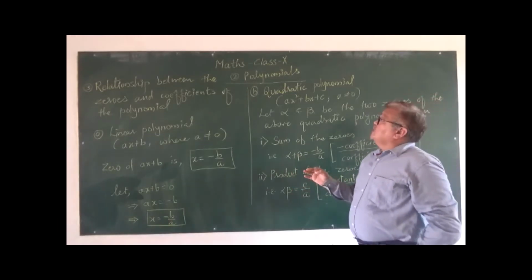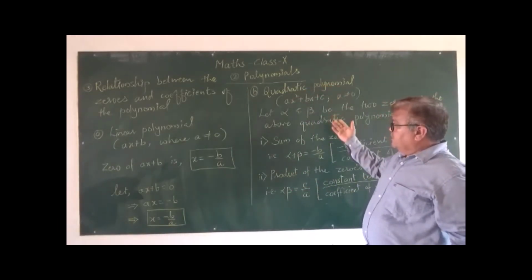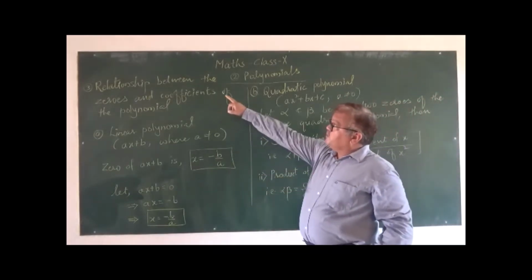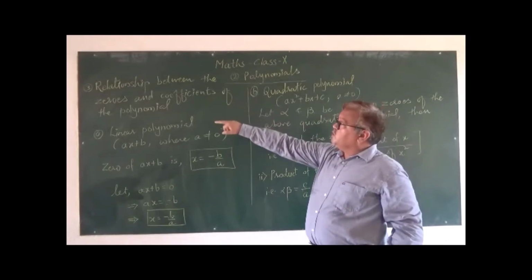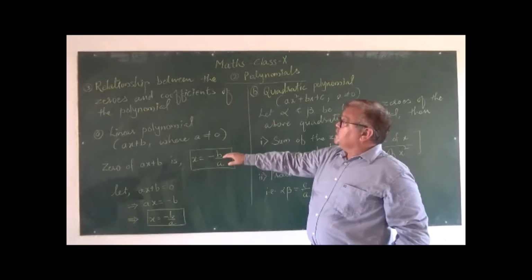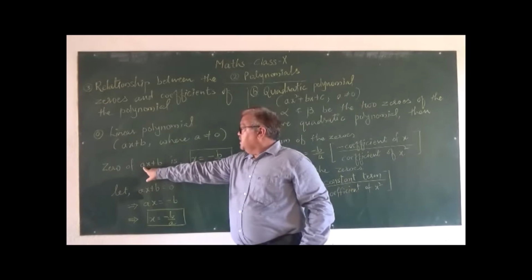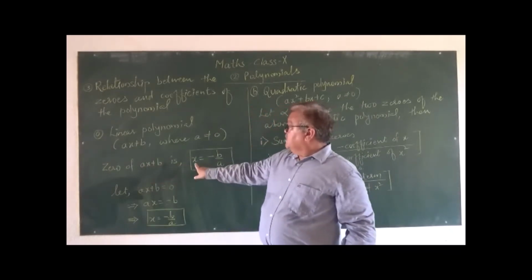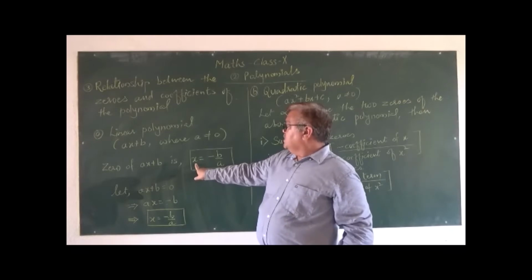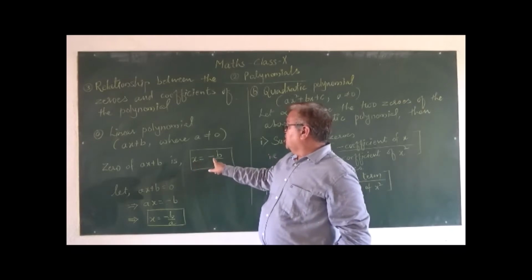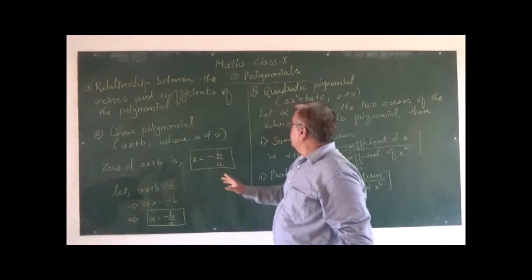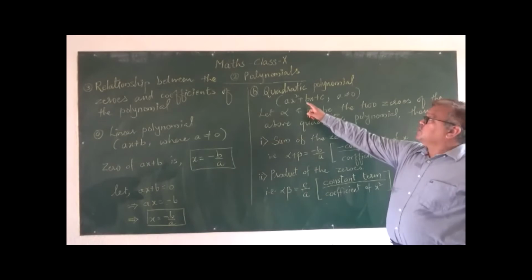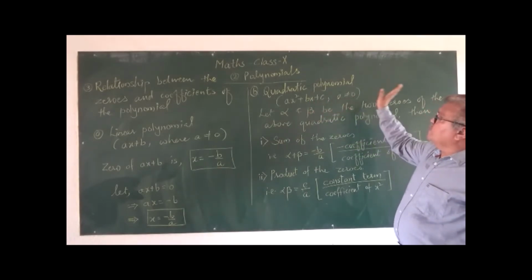In the same way, we will now see the relationship between the zeros and coefficients of the polynomials. In ax plus b, a is the coefficient of x and b is a constant term. So x is the zero, and what is the relation? x can be expressed as minus b upon a. In the same way we will explain for the quadratic polynomial, ax square plus bx plus c, where a cannot be 0.